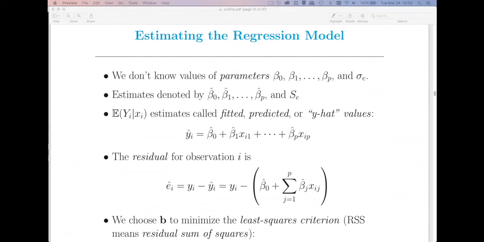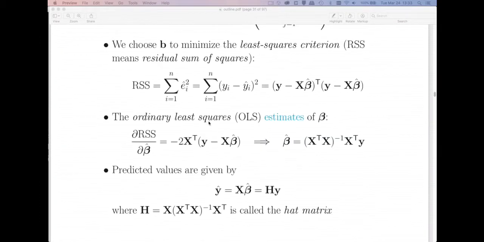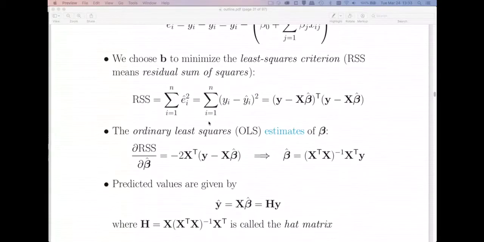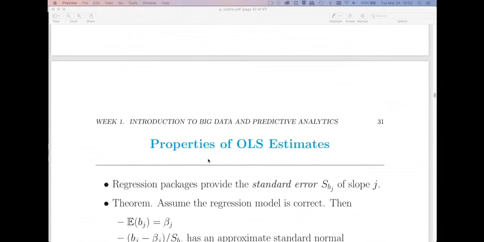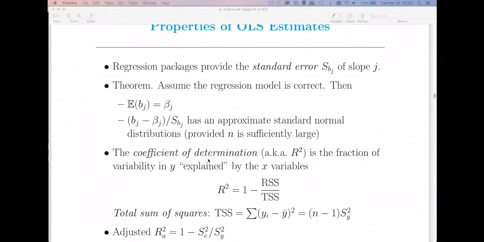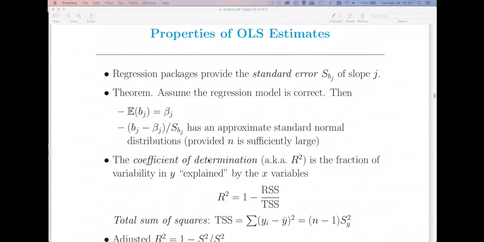So I had summarized the model here in the course packet, and then we found our ordinary least squares estimators, and I gave you a very quick and concise proof of that. I'm going to walk you through that in a little bit more detail in this video, and then we're going to try to establish these properties.